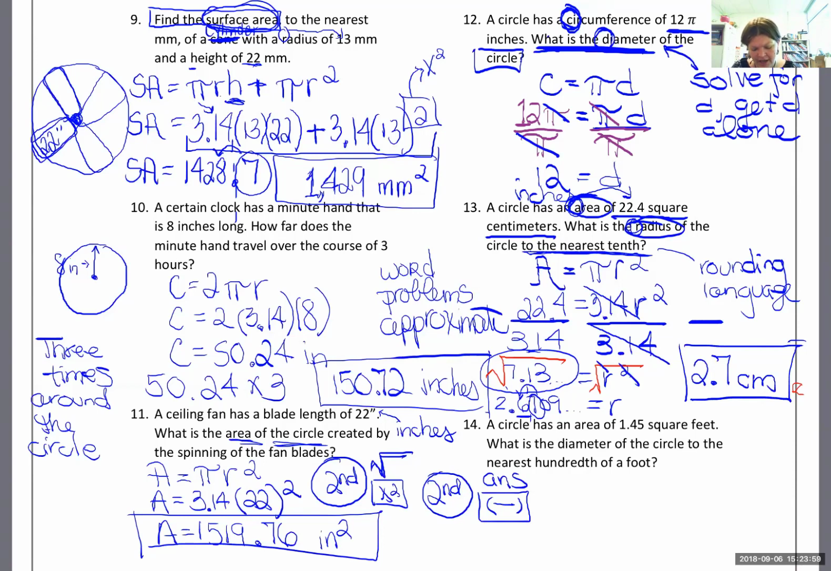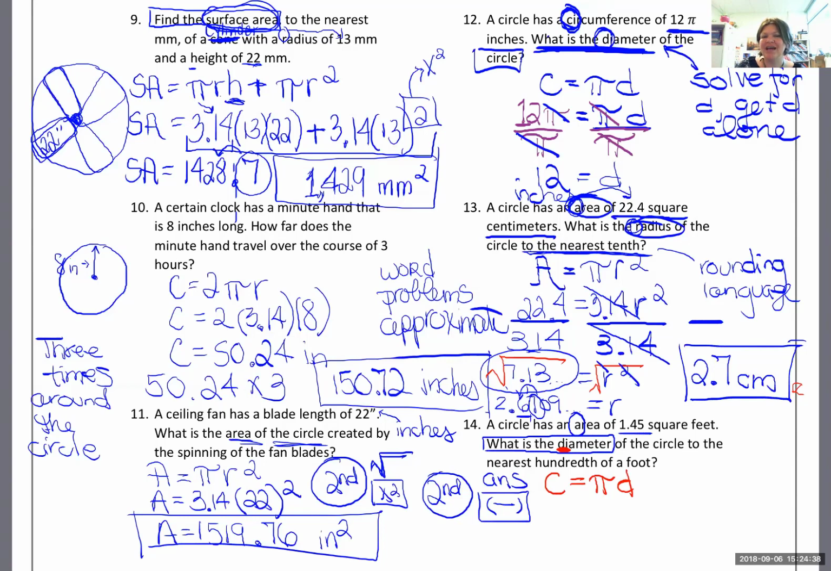It says a circle has an area of 1.45 square feet. What is the diameter of the circle to the nearest hundredth of a foot? The first challenge here is to find the right formula. Many students choose the wrong formula. Many students go, oh, look, I have diameter. I'm going to use this formula, C equals pi d, because C equals pi d has the diameter in it.